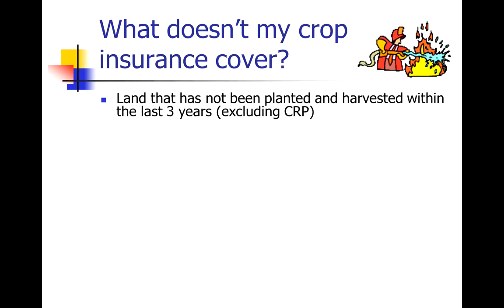Land that hasn't been planted or harvested within the last 3 years, excluding CRP. That's a big one. If you let some ground just sit idle, if it's in dry land hay, maybe you just had it come out of CRP and it was a little piece and you never touched it for over 2 years since it came out. That's not insurable unless we do a written agreement. So make sure you talk to us about anything you're going to do for the current crop year before this deadline. Chemical damage is a big one.